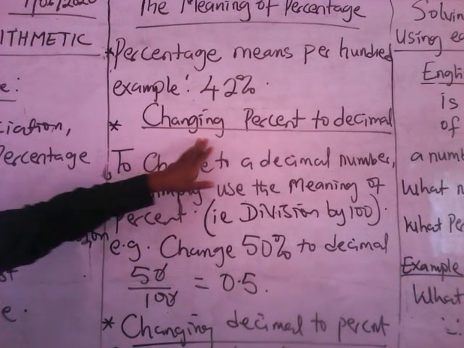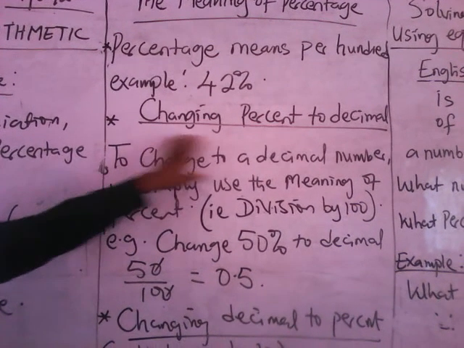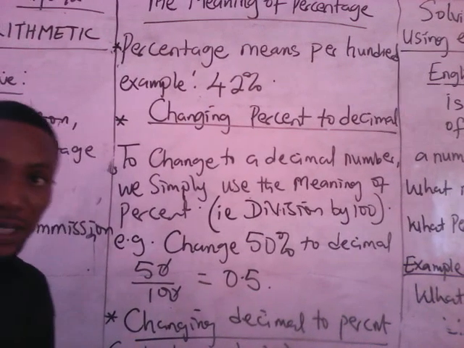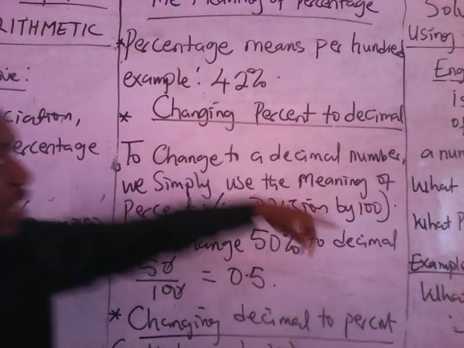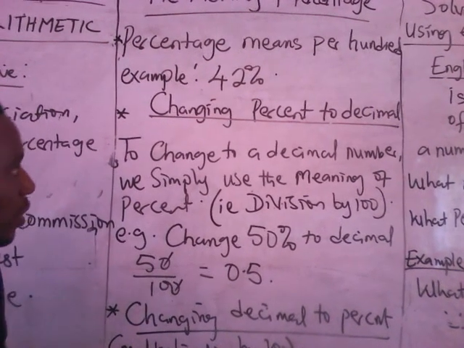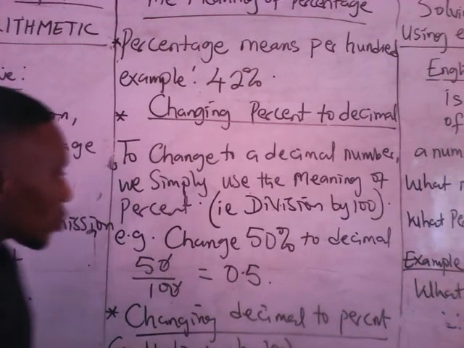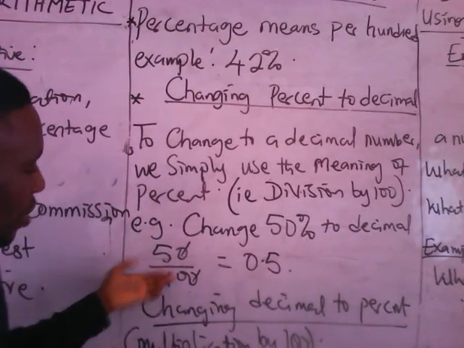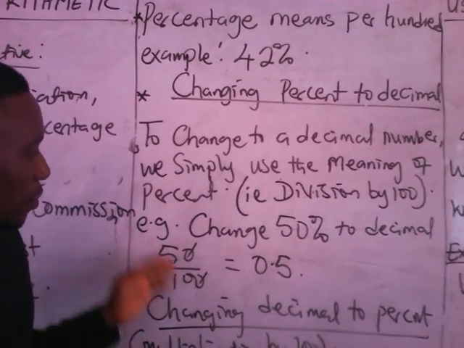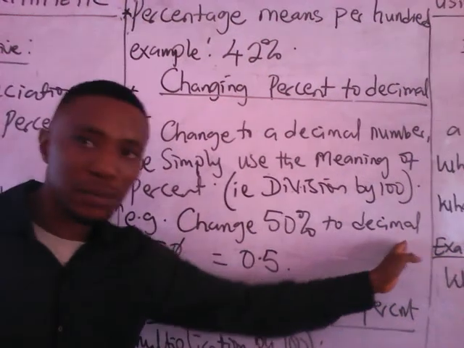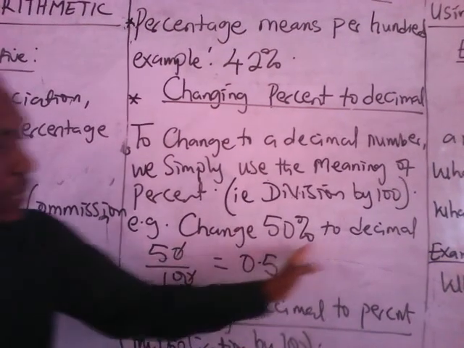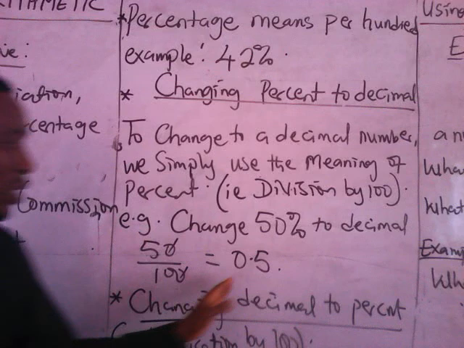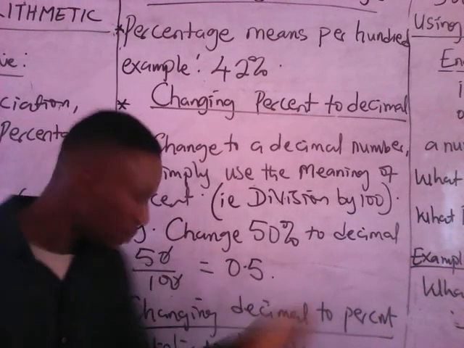So let's see how to change percentage to decimal, because there are sometimes when you are given a question, before you solve it, you will need to know how to change the problem to decimal. So in order to change percentage to decimal, what will you do? You divide it by 100. Take a look at a simple example here. I say change 50% to decimal. So to change 50% to decimal, you will divide 50 by 100. When you divide 50 by 100, you will have 0.5.